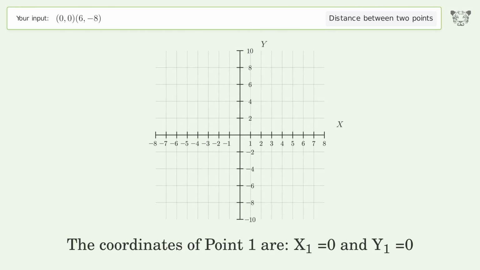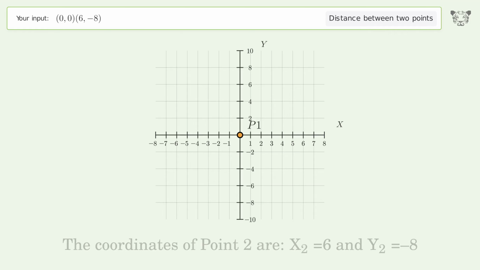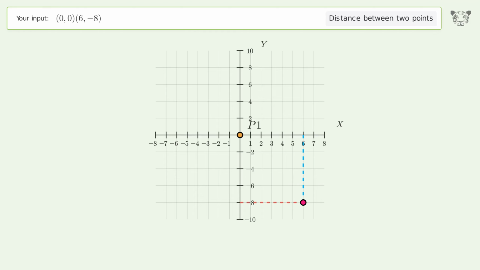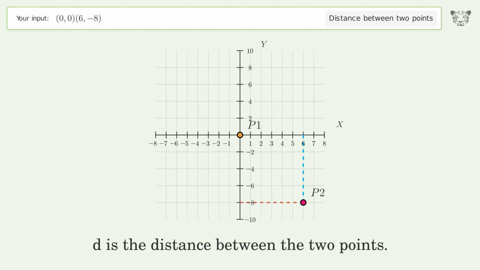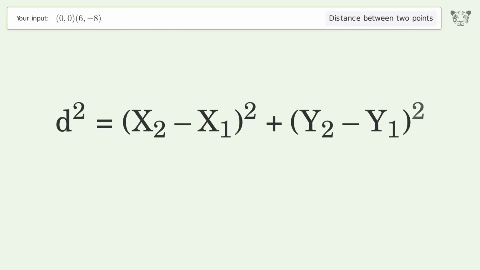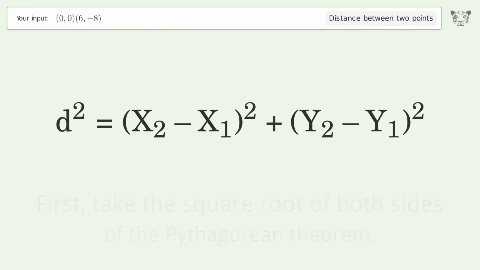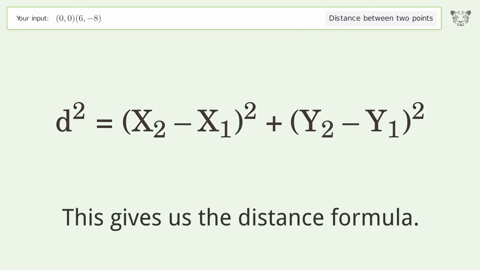The coordinates of point 1 are x1 equals 0 and y1 equals 0. The coordinates of point 2 are x2 equals 6 and y2 equals -8. D is the distance between the 2 points. First, take the square root of both sides of the Pythagorean theorem. This gives us the distance formula.